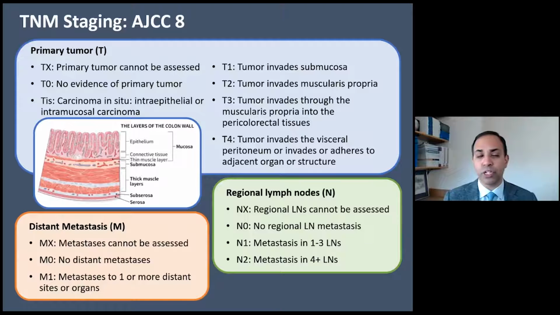N staging, regional lymph node staging, is broken down by the number of regional lymph nodes involved. And M staging, distant metastatic staging, is simply a marker of whether metastatic disease is present.